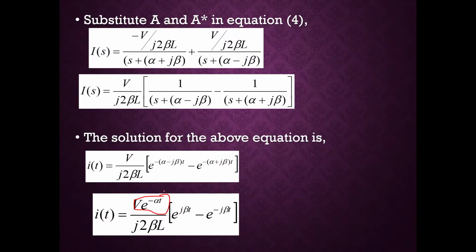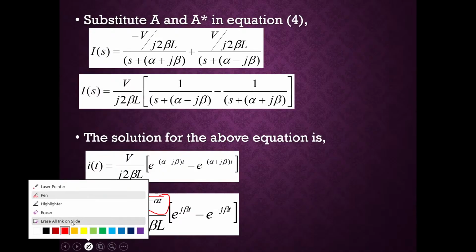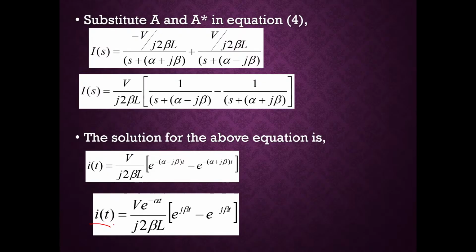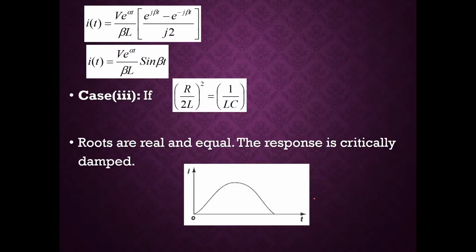That's what I have done here. Even if you don't take it, it doesn't matter. You can take it common and rewrite the expression. So if you take e power minus alpha t common, then I of t is equal to v into e power minus alpha t divided by j 2 beta l into e power j beta t minus e power minus j beta t. So the solution is very simple. You must know partial fractions, inverse Laplace transformation and Laplace transformation, then only you will be able to solve. So this was our second case.